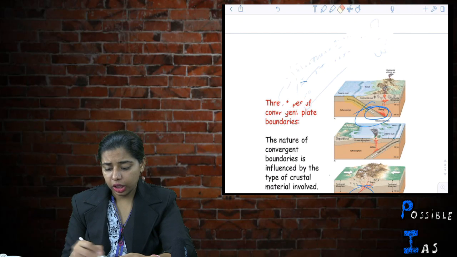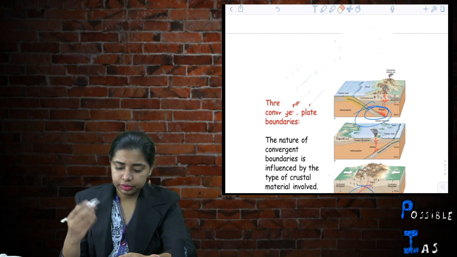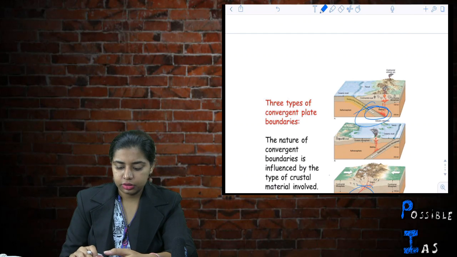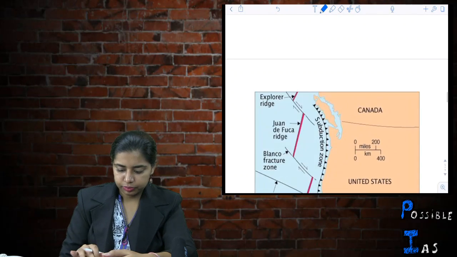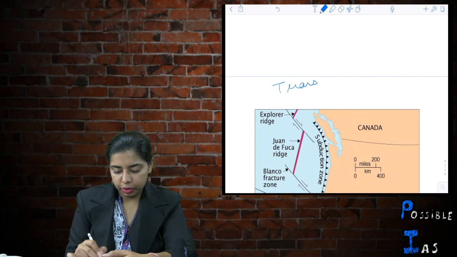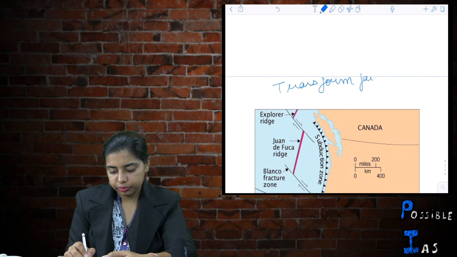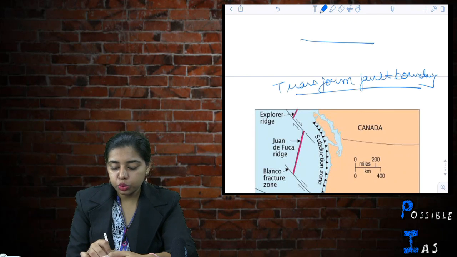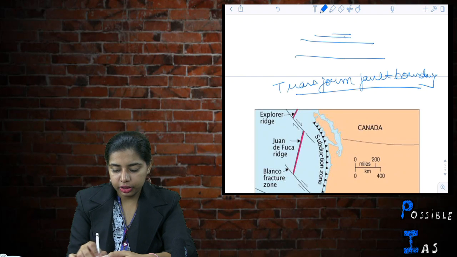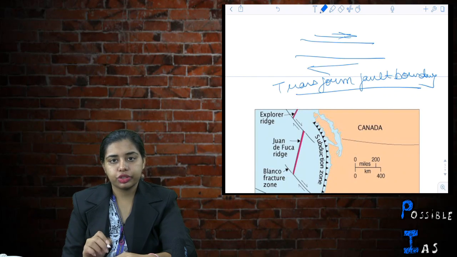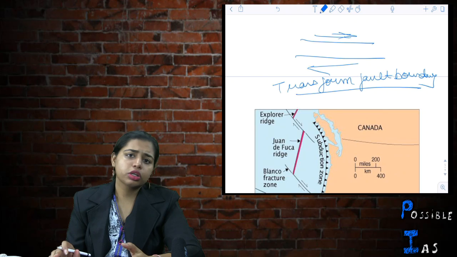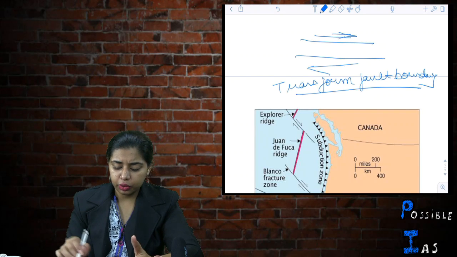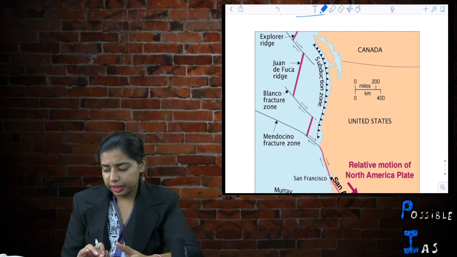Okay, so now what is the next thing that we have to cover? That is the transform fault boundary. So what is a transform fault boundary? In a transform fault boundary, two plates are just sliding past each other. One is moving in this direction, one is moving in this direction. So such plate boundaries, when they are not coming towards each other or going away from each other, are known as transform fault boundaries or transform plate boundaries.